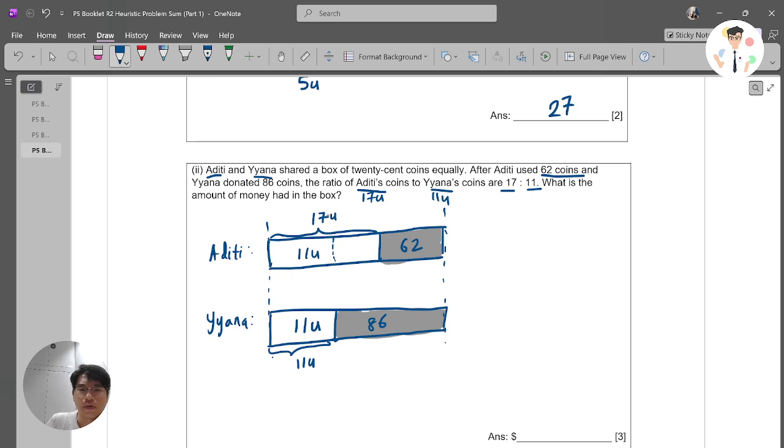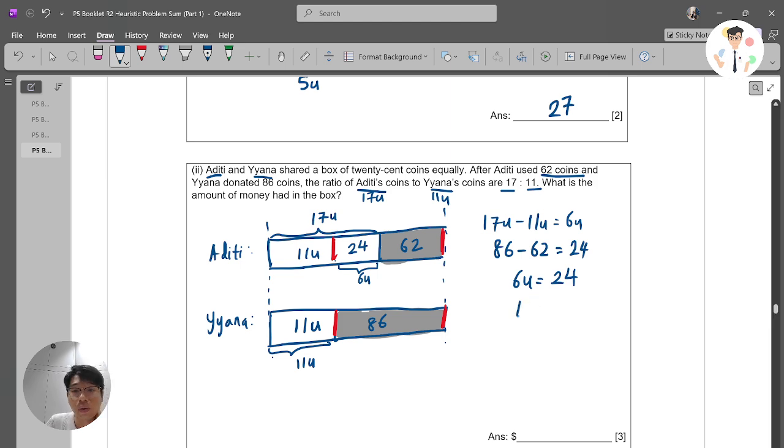Teacher, if here is 11, here is 17, here is 11, can I say here is 6? Yeah, this is 6 unit. Teacher, if here to here is 86, means here to here also 86, right? Yeah. If here is 62, then what is here? Yes, you are right. What we can do is use 86 minus 62. And I know it's 24. This basically tells you that this part is 24. And 6 unit is equal to 24. And if 6 unit is 24, 1 unit is 4.